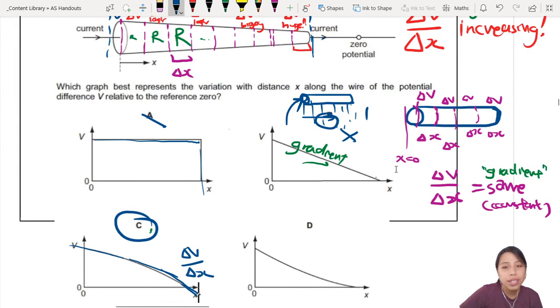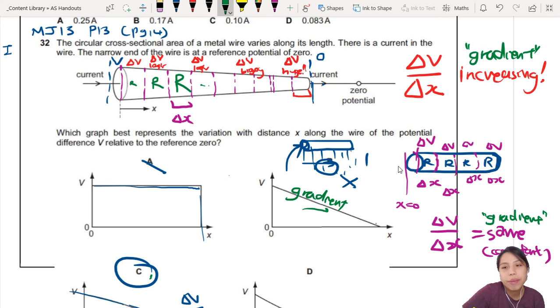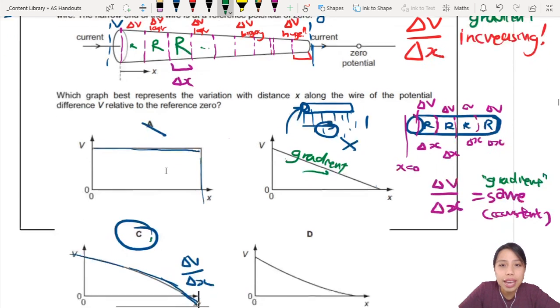So think of this another way: how is the change in potential for each tiny little section changing? Just to top up, in this one, the resistance of each section is the same, but in this one, the resistance of each section is getting bigger and bigger because the area is getting smaller and smaller. Alright, so that's all for the list of tricky questions I want to show you. Hopefully that was helpful, and some of the others will help train your skills.